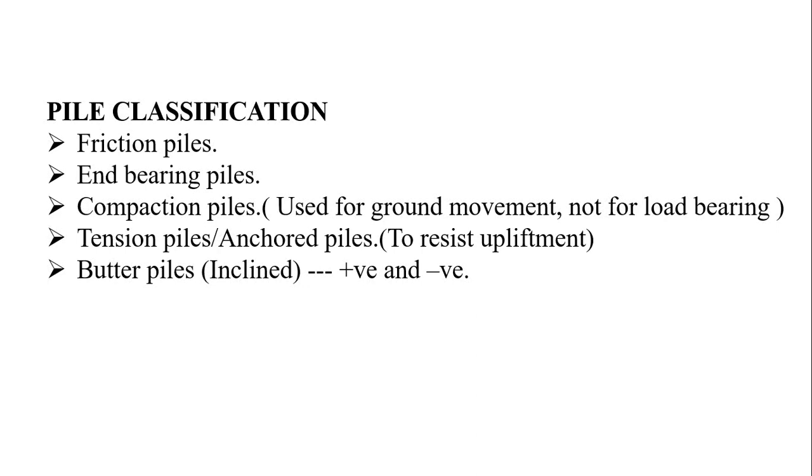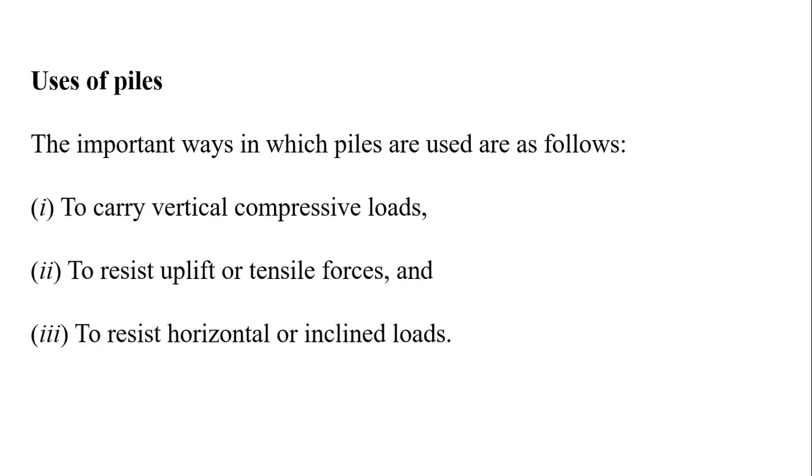First, a friction pile is used to transfer loads to depth in a frictional material by means of skin friction along the surface area of the pile. An end bearing pile is used to transfer the load through the pile tip to a suitable bearing stratum, passing through soft soil or water. Tension piles are used to resist the uplift pressure, called hydrostatic pressure, and to overcome the overturning moments due to horizontal pressures. Compaction piles are used for ground improvement, not for load carrying capacity.